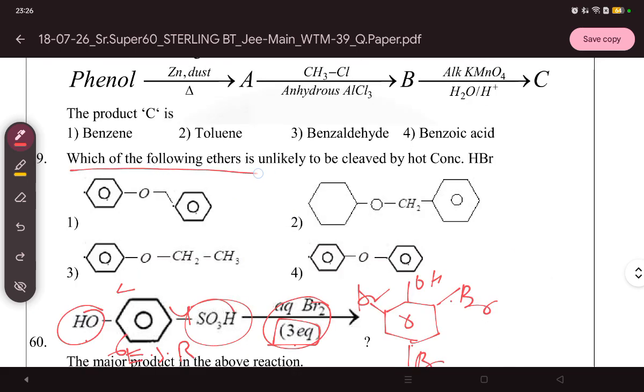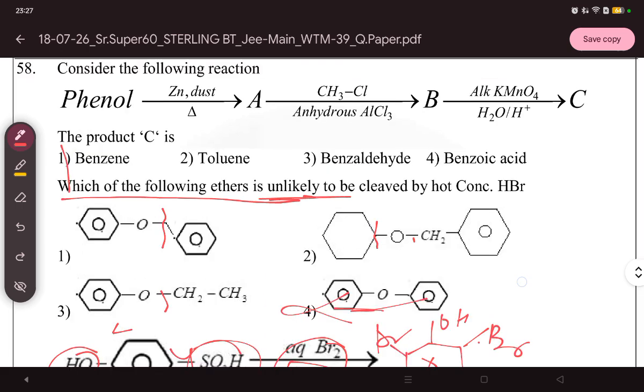Which of the following is unlikely to undergo cleavage? Here the oxygen and phenyl group bond cannot be cleaved by HI. The alkyl bond is broken. And here both are alkyl groups, both can participate, and here only the alkyl group is involved in the reaction, and here both are phenyl groups, so no cleavage is involved in the HI reaction.